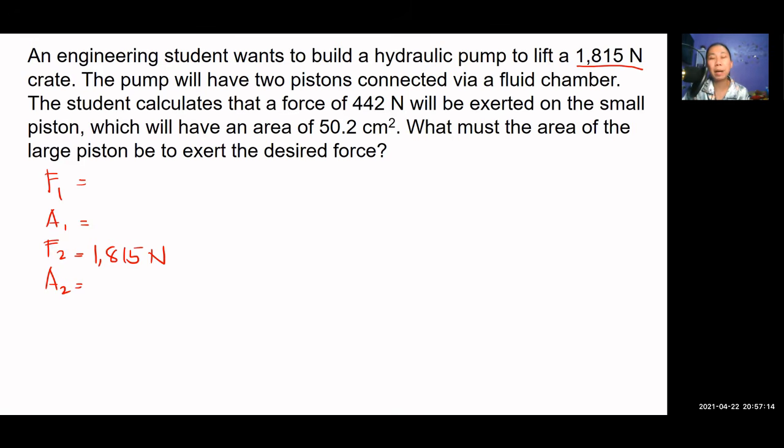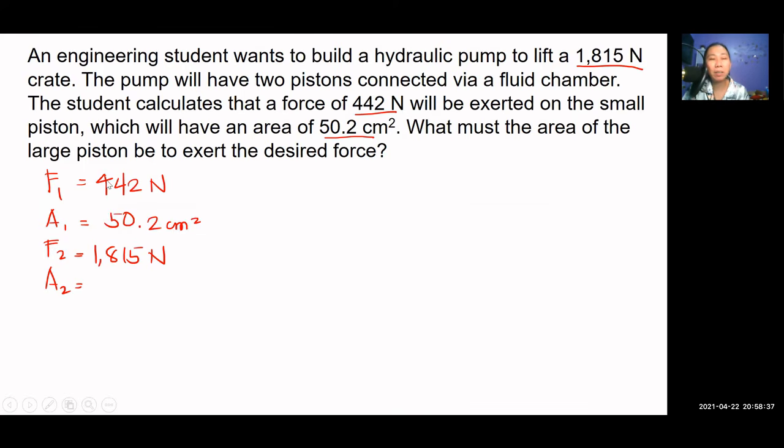So bigyan ko kayo ng tip. Kapag output force, dito nyo ilalagay yung weight ng object na gusto nyong i-lift. And then yung input force, ito yung F1, ito yung force na kailangan nyong i-apply para ma-lift yung object. So dito sa problem natin, sabi dito, the student calculates that a force of 442 will be exerted on the small piston. So itong 442 newtons, ito yung ating input force. So F1 is 442 newtons. And sabi dito, meron tayong area na 50.2 square centimeter. So ito yung area ng ating small piston. So yan yung A1.